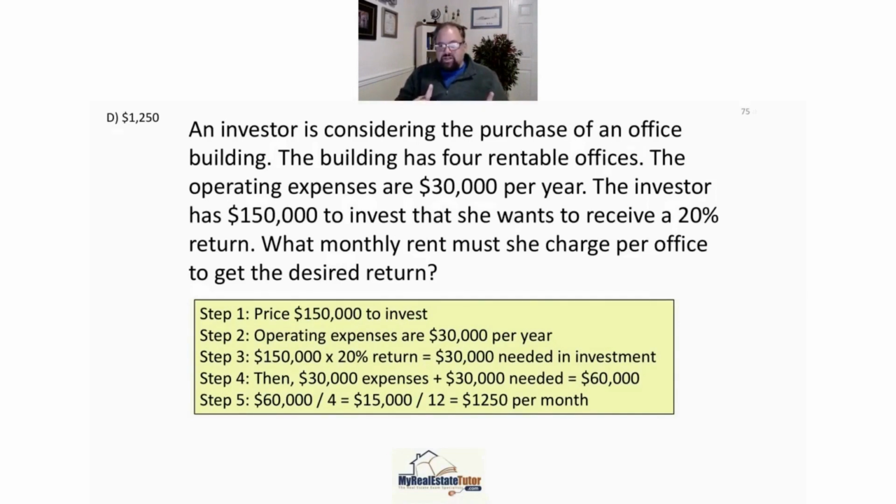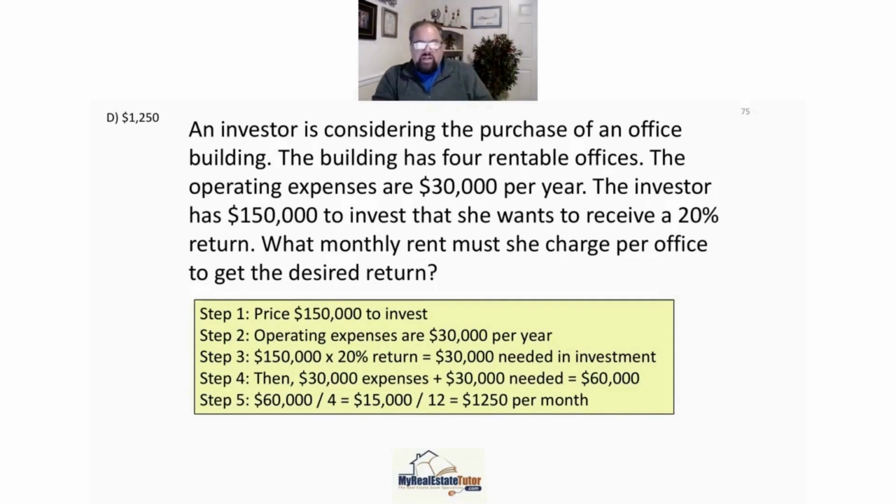So then if I take my operating expenses and what I want my return to be at 20% of 150, I'm going to need $60,000. That's what I have to make to produce 20% of my 150. If I divide that 60,000 by 4, because I have 4 units, I get $15,000 annually that I have to make from 4 units. Divided by 12, which is per month, because they want to know what the monthly rent's going to be, it'll be $1,250.